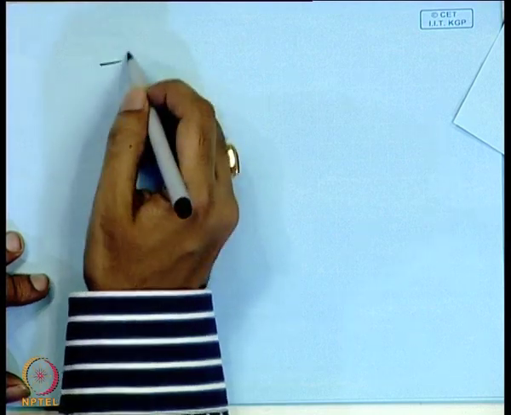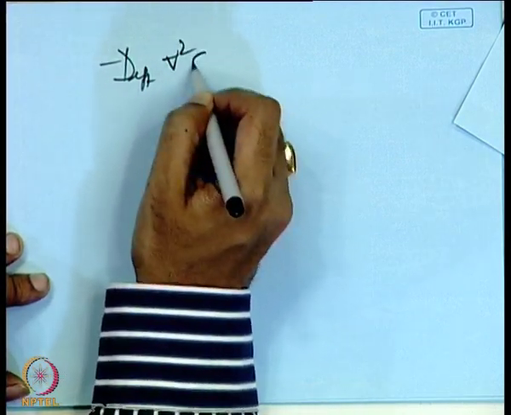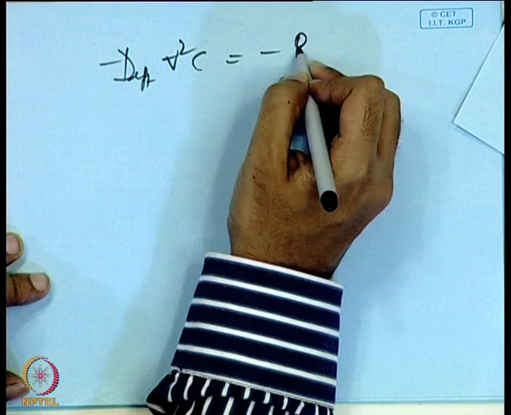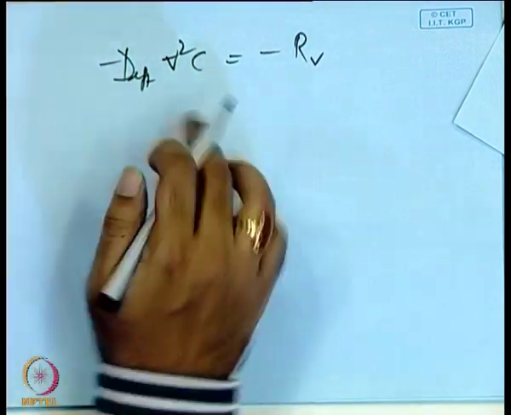What is the basic assumption of a pseudo homogeneous model? A, that reaction is uniform everywhere and you can use an average reaction rate. B, because you use an average reaction rate, diffusion and reaction occur in parallel. So, what would be my model now? Yeah. So, my minus D effective Laplacian of C should be equal to minus R of V. Okay, so this is my diffusion.